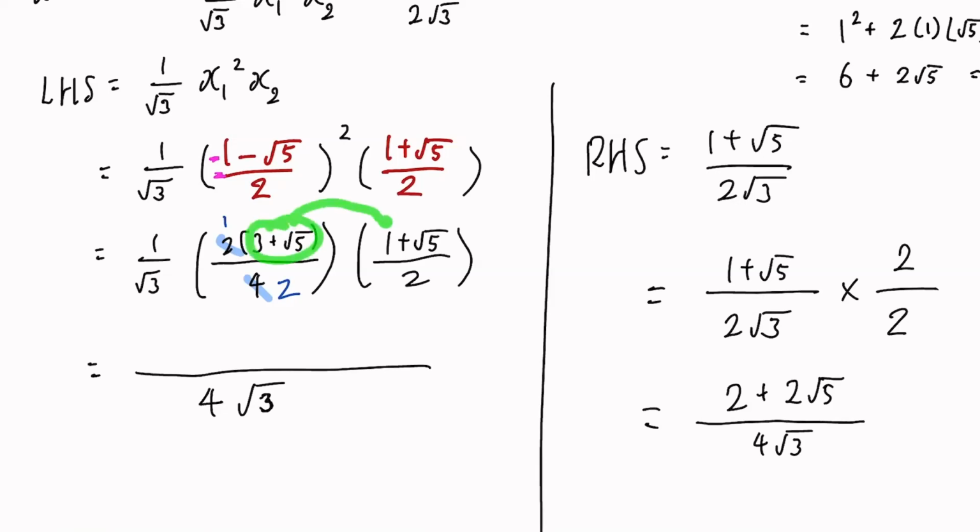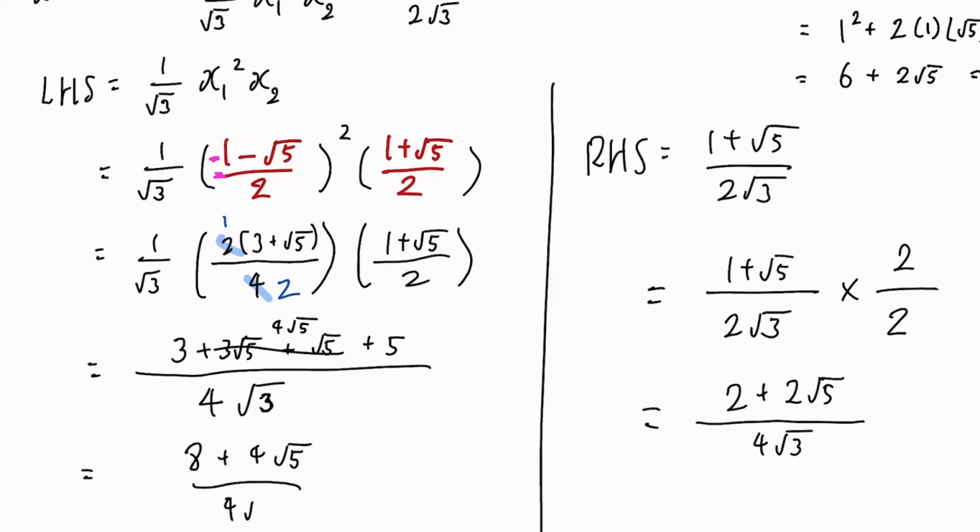The 3 plus root 5, you multiply it by the 1 plus root 5. So you have to do it term by term. 3 times 1 is 3. 3 times root 5 is 3 root 5, plus 1 root 5, simplify straight away to 4 root 5. And then root 5 times root 5 becomes 5. Add together, 5 plus 3 is 8, plus 4 root 5, over 4 root 3.